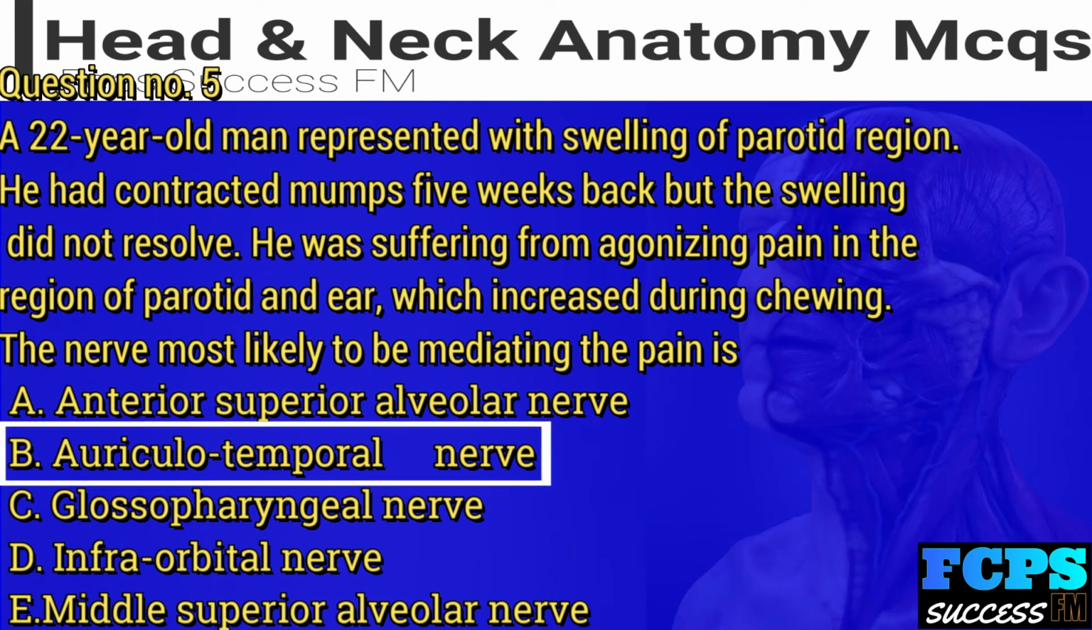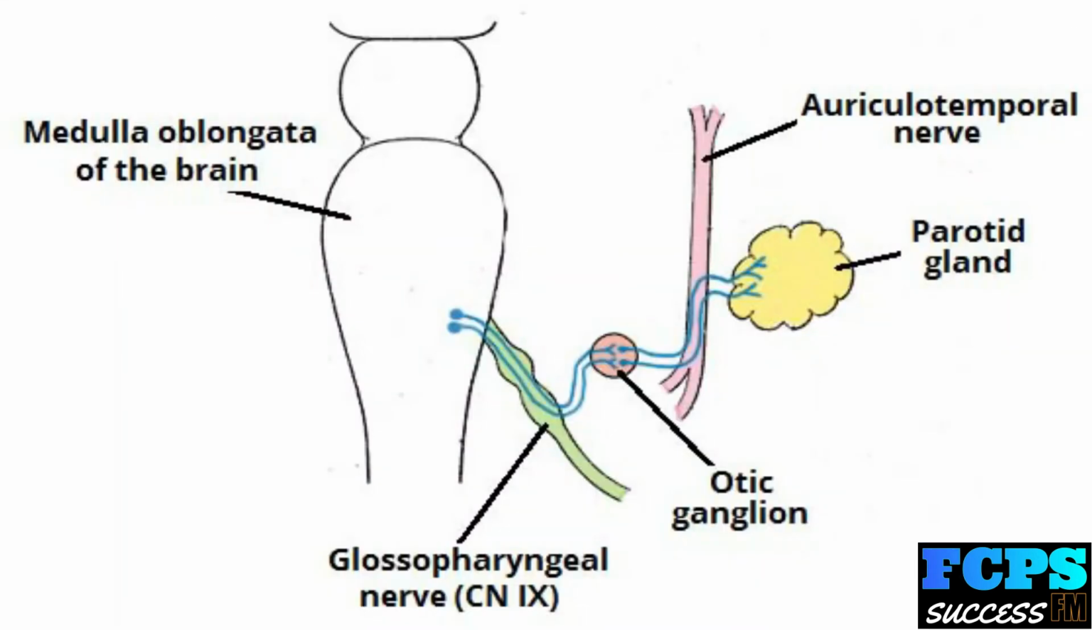Correct answer is B. Auriculotemporal nerve. The pain produced can be referred to the external ear. This is because the auriculotemporal nerve provides sensory innervation to the parotid gland and the external ear. The parotid gland is a bilateral salivary gland located in the face.